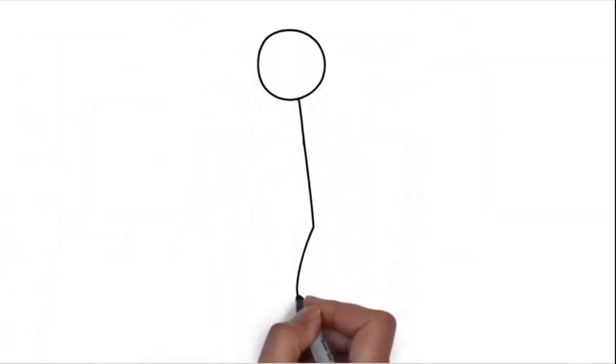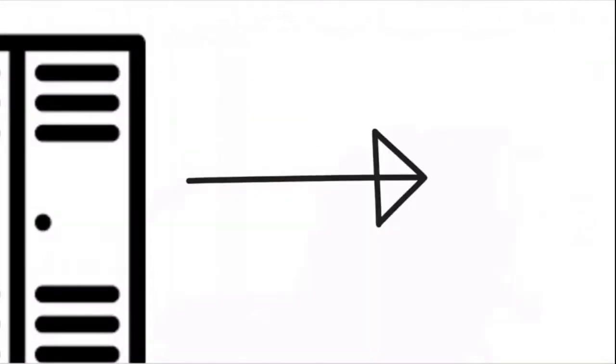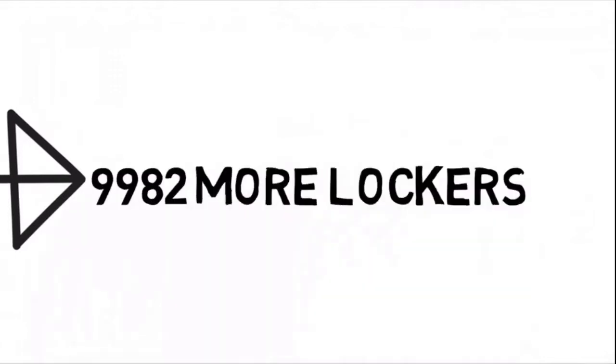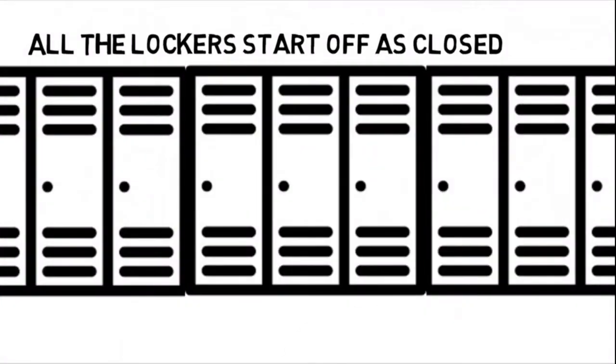There are 10,000 students waiting to enter the school. Inside the school, there are 10,000 lockers, one for each of the students. I only drew 18, so there are 9,982 more lockers from what I drew. All the lockers start off in the closed position.